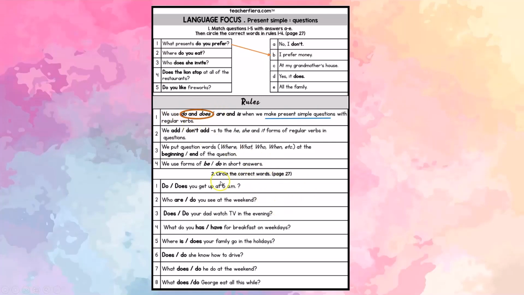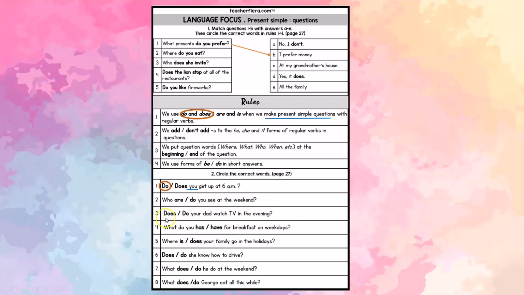Okay, how about this one? Circle the correct words. "Does you get up at 6 a.m.?" Look at the subject. What is the subject? The subject is you. So you have to use do. Very good. So, "Do you get up at 6 a.m.?" That's for a question.